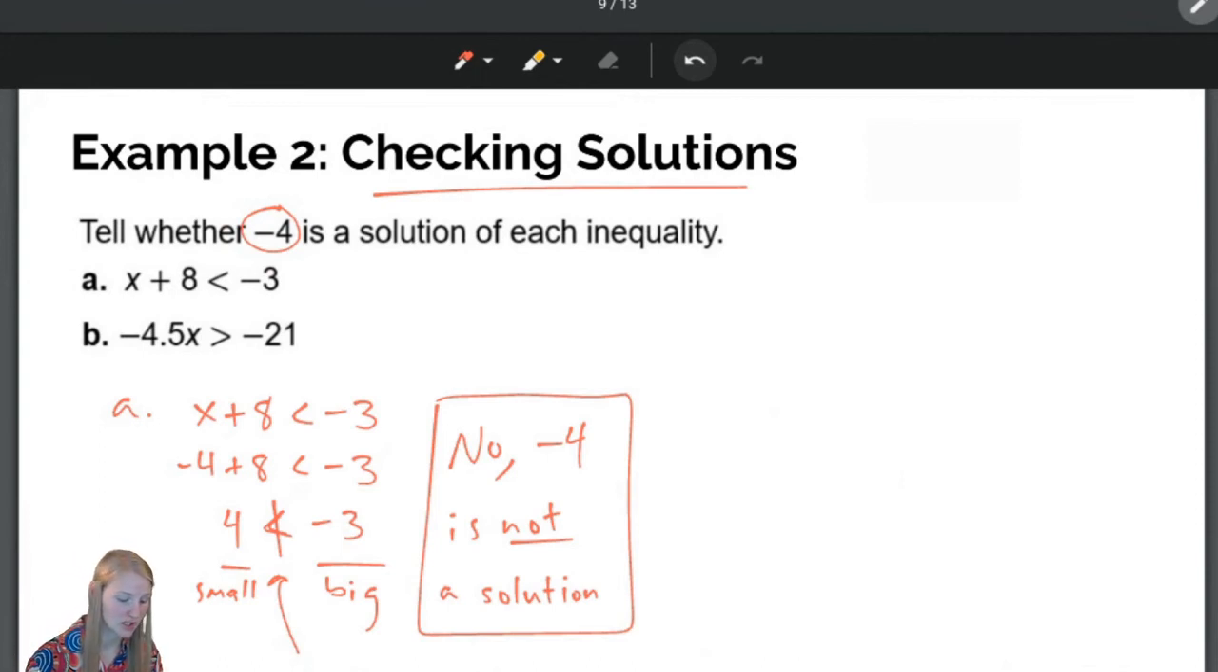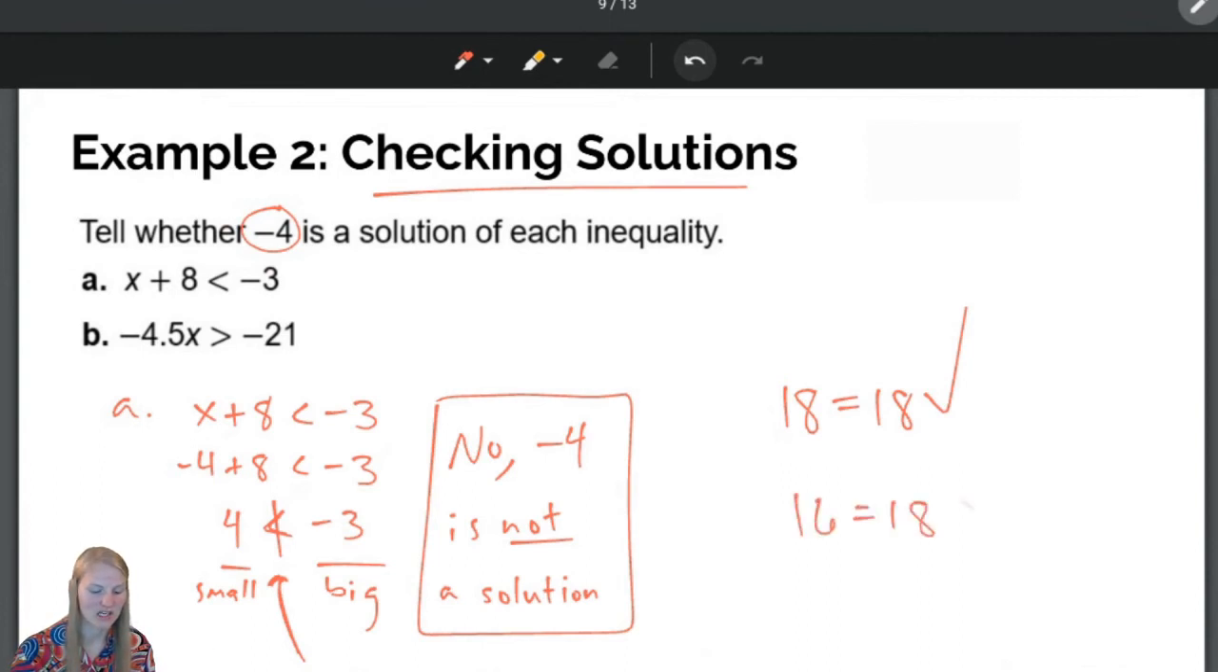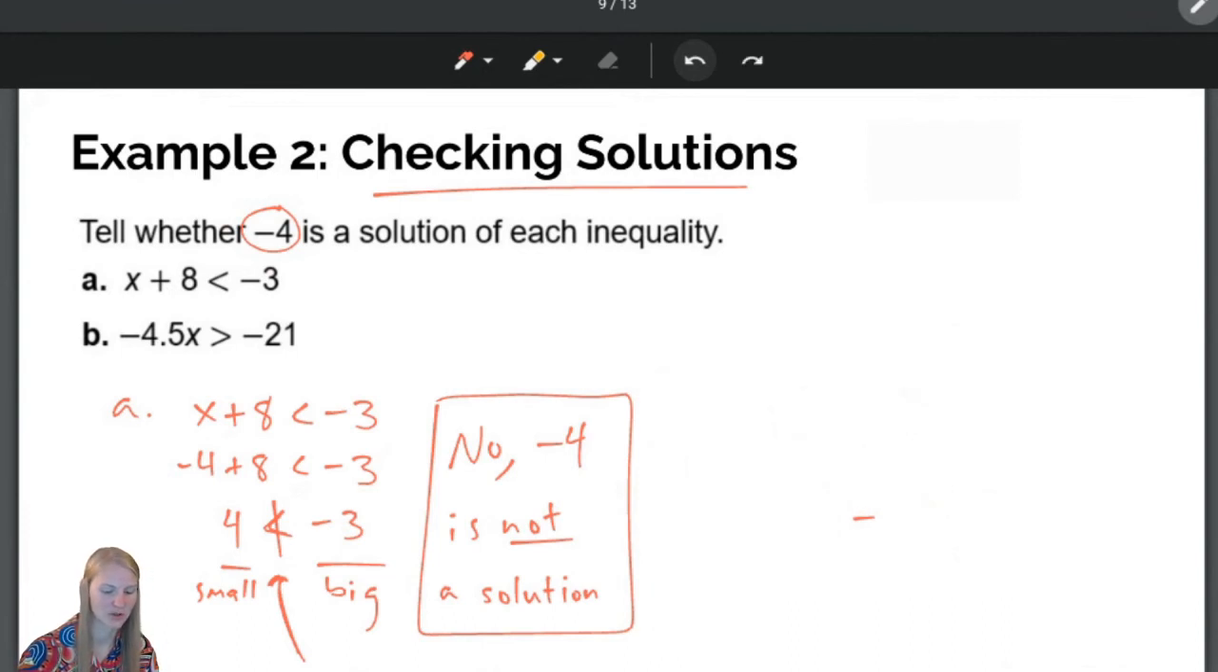Checking solutions to inequalities is a lot like when we checked solutions for equations. If you get something that is true in the end, like we got, 18 equals 18, so our solution was correct. If we would have gotten like 16 equals 18, no, that's not right, so our solution was not correct. It's the same thing over here, only we have inequality symbols instead of equal signs.